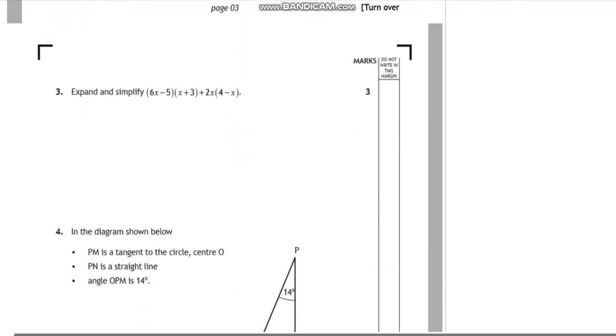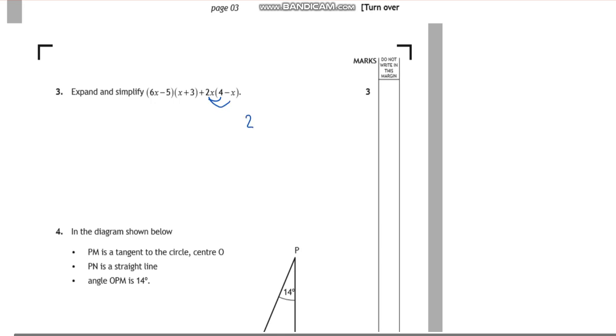Okay, let's try and do question 6. Sorry, no, question 3. Sorry, I wanted to say question 6. I'm looking at my timer. I've got 6 minutes to go. Right, expand and simplify. So you should be thinking, multiply brackets. That's a nice easy one.